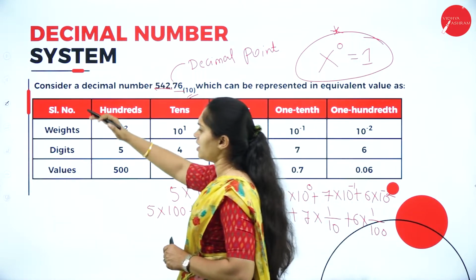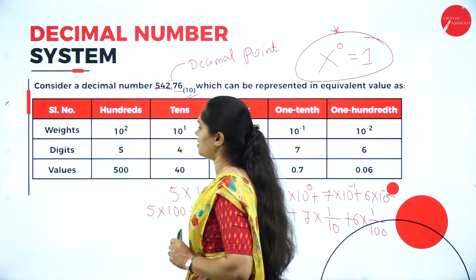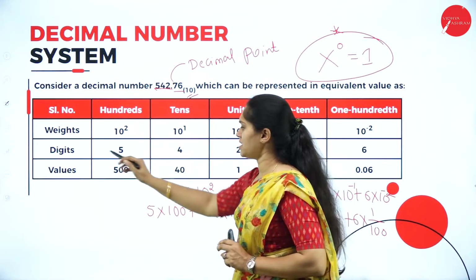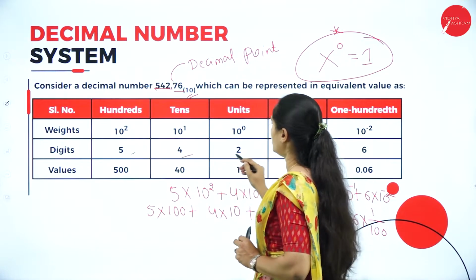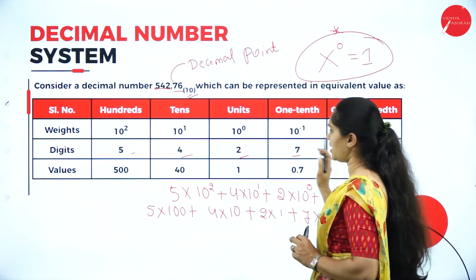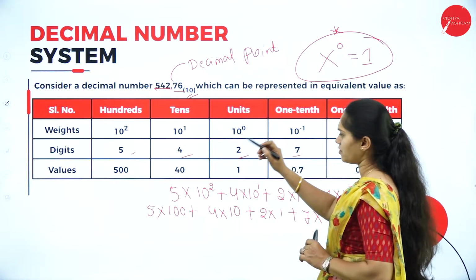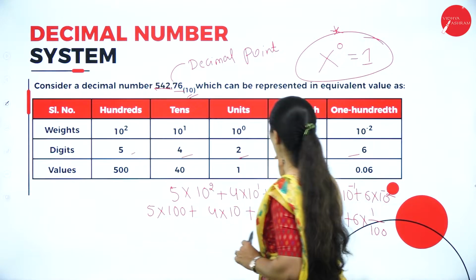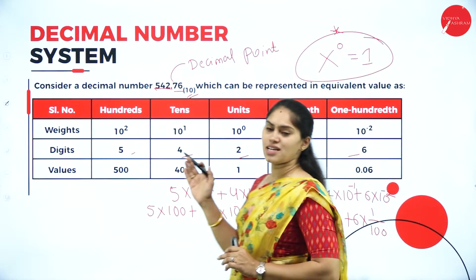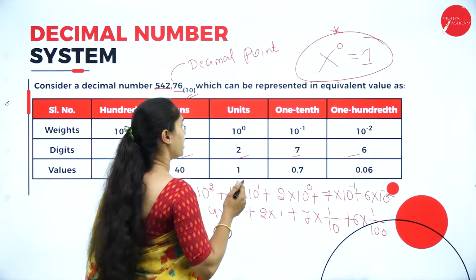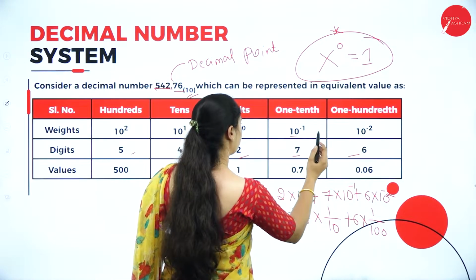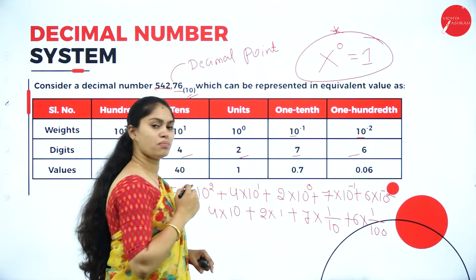So here you can see we have weights, digits and values. So the digits are what? 5, 4, 2, 7, 6. Then what is the weightage which I had given? That is 10 power 0, 10 power 1, 10 power 2. For the number which is on the right side of the decimal point, that is of negative weightage. So it will be 10 power minus 1 and 10 power minus 2.